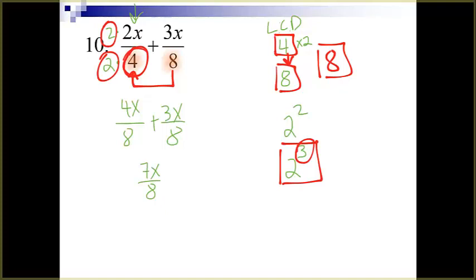Because what you do to the top, you have to do to the bottom, because it's basically like multiplying the problem by 1. This one's not missing anything, so he stays the same. That's why you get the denominator as 8, and your final expression answer is going to be 7x over 8. So this is your final answer.